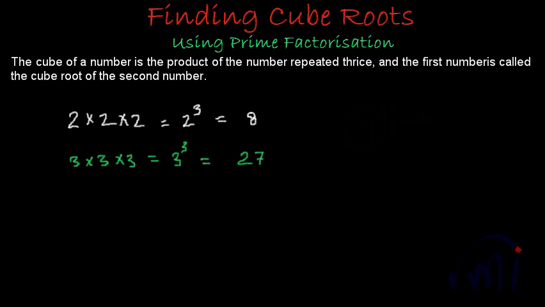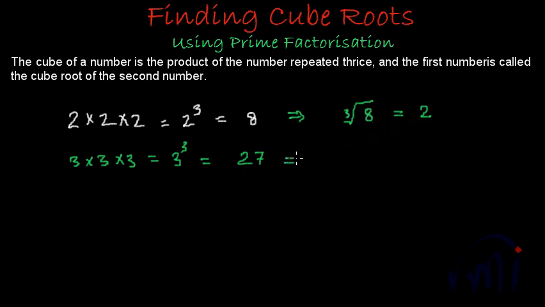And if I talk about the cube root of 8, the cube root will be this radical sign with a 3 in front of the radical sign and then 8. And the value of cube root of 8 will be 2, because when 2 is multiplied by itself 3 times, we get 8. So the cube of 2 is 8 and cube root of 8 is 2.